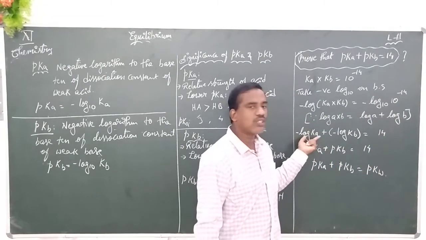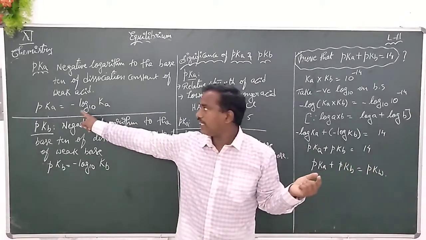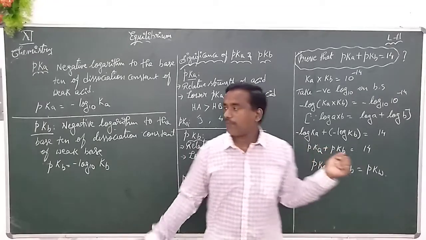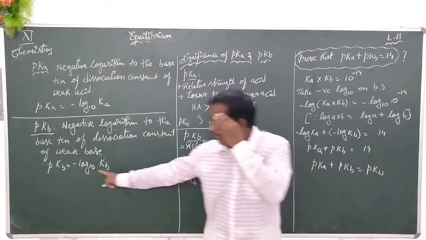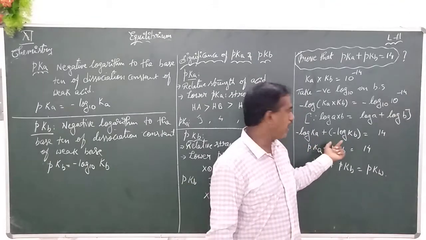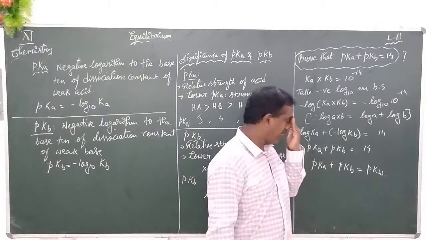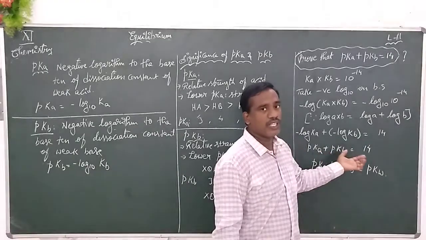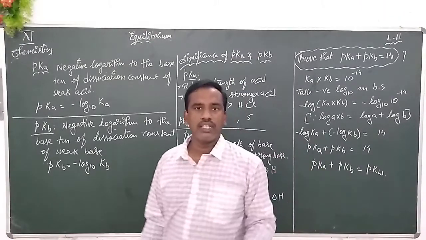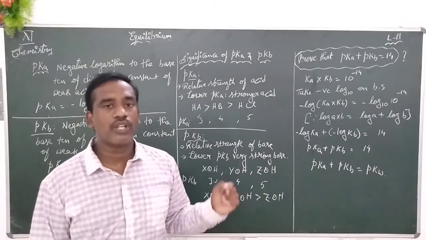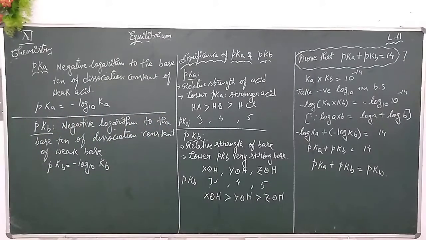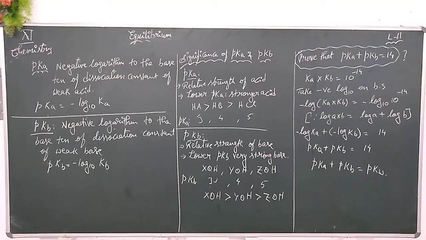So here, minus log Ka. What is the value of pK? It is equal to minus log base 10 of Ka. What is pKb? pKb is equal to minus log base 10 of Kb. So in place of minus log Ka and minus log Kb, we substitute pKa and pKb, which are equal to 14. So we conclude that pKa plus pKb is equal to the ionic product pKw. This is how we bring the derivation to a conclusion.